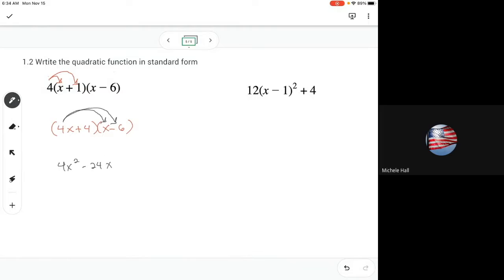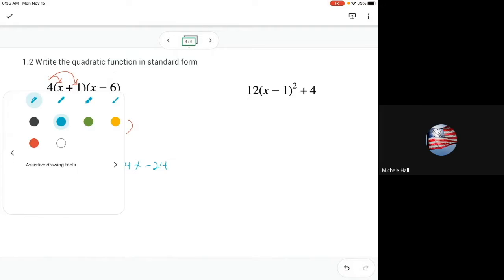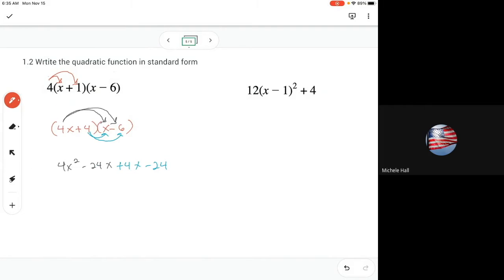And now we're ready to move on to the 4. We have positive 4 times x, which is 4x. Positive 4 times negative 6 is negative 24. Now we see that we have some like terms that we can combine together: negative 24x and positive 4x. We have 4x squared minus 20x minus 24. Final answer.